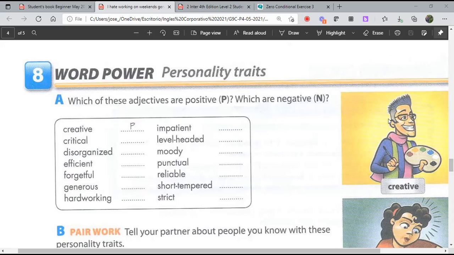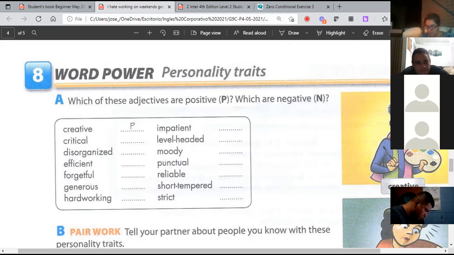What would be the difference between moody and short temper? Moody and short temper. Yes, both are negative. You're right. Moody and short temper are very negative, right? Very, very negative adjectives in there, right? But what's the difference between moody and short temper?